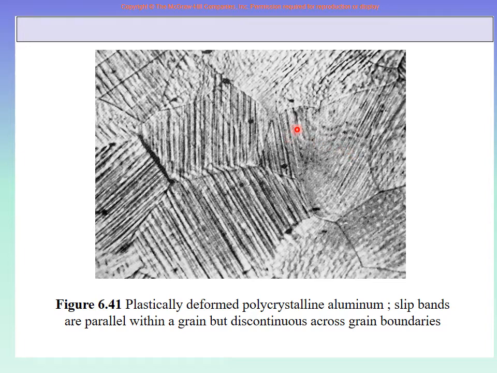So they all start to grow on all sides, and ultimately this one hits this one. So this becomes the grain boundary. This one hits this one, so this becomes the grain boundary.